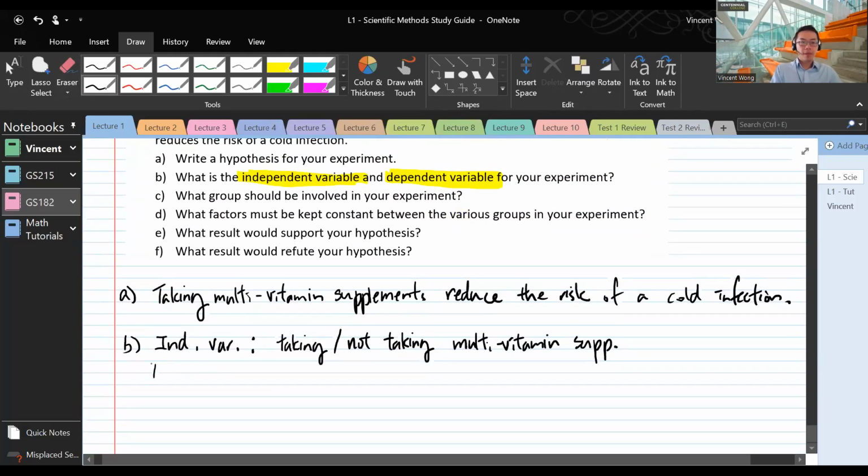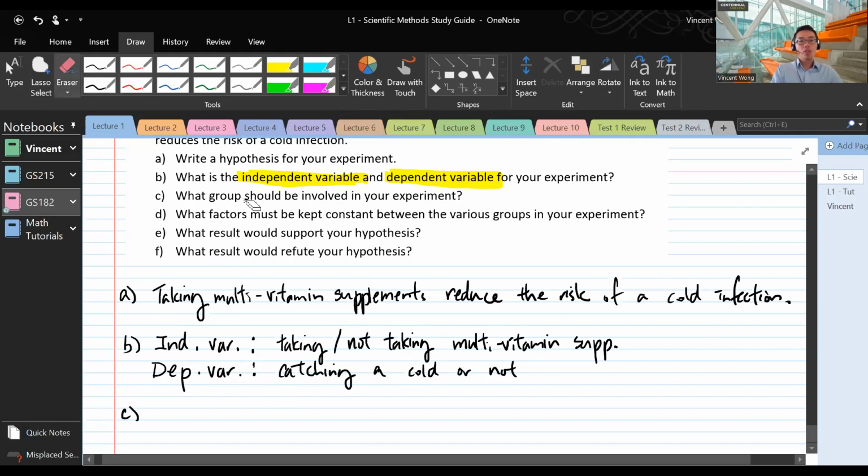And what about the dependent variable? What's it gonna be? What are we trying to assess? The risk of infection. That's right, the risk of catching a cold, right? So like catching a cold or not.